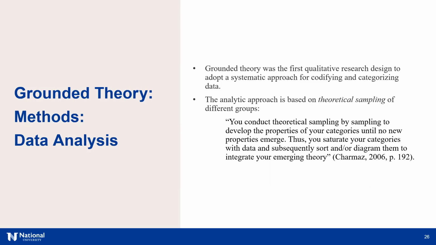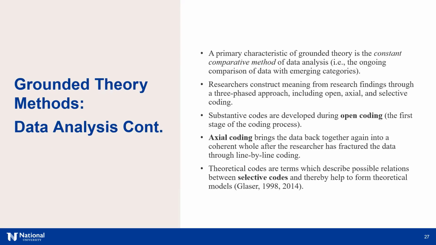There's a little bit more to say about analysis as well, because it's such a central concept in grounded theory. A primary characteristic of this design is what is called the constant comparative method of data analysis, and that is the ongoing comparison of data with emerging categories. So the researcher, as I said previously, is beginning to conduct analysis right from the very beginning of the study, collecting data, analyzing data, and doing this in an ongoing fashion in order to compare the data with the categories that are emerging from the data.